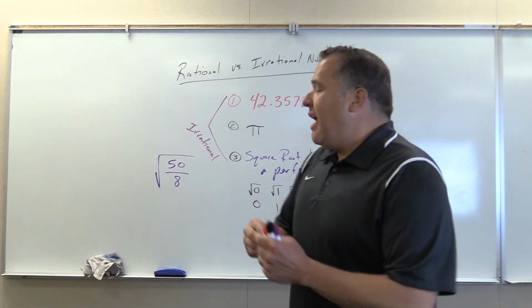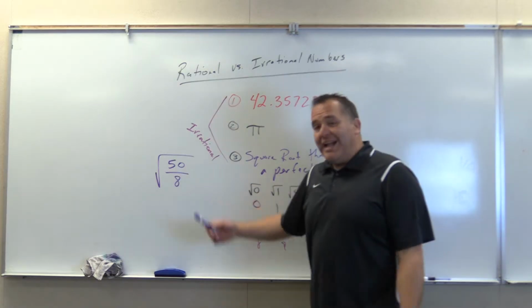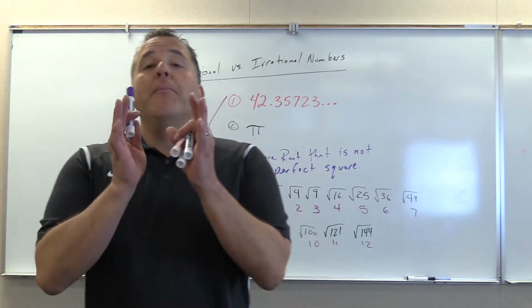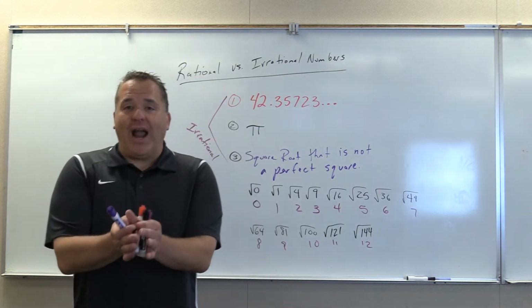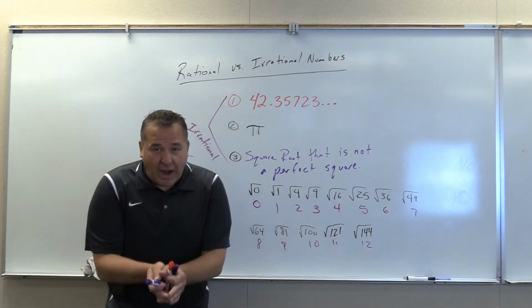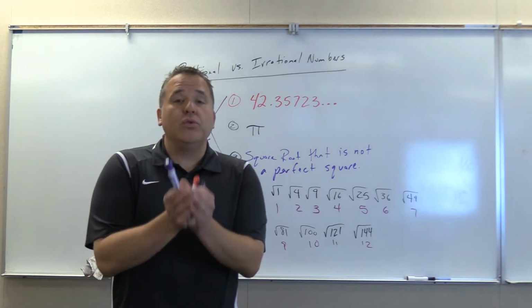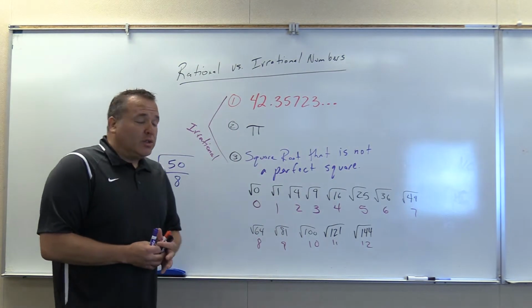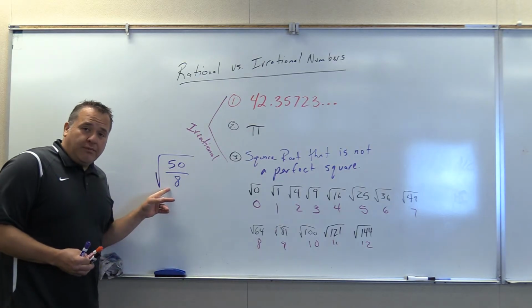Okay? Now, if you look at that, you may say, that's irrational. There's no 50 over 8 on the chart. And that's right. But it's a fraction. And when it's a fraction, what you need to make sure you do is check to see if you can reduce. So can we reduce 50 over 8?